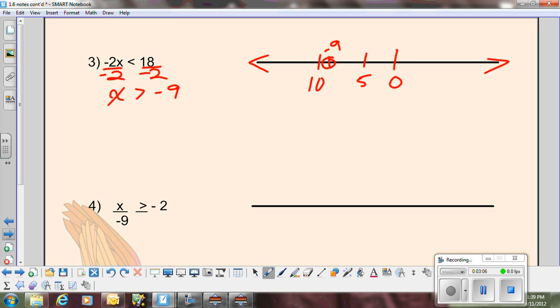Open circle, and we're going this direction. Okay, same thing is true for multiplying. So this time I have x over negative 9 is greater than or equal to negative 2, so I have to multiply by negative 9 on both sides. When that happens, I need to change the direction of my greater than sign. So I've got x is less than or equal to a positive 18.